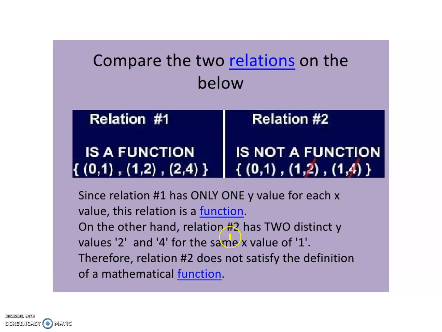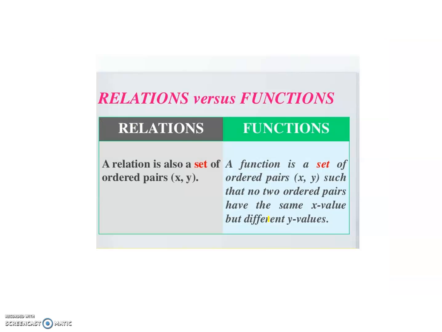On the other hand, relation 2 has two distinct y values, 2 and 4, for the same x value of 1. That here represents relation number 2. Therefore, relation 2 does not satisfy the definition of a mathematical function.